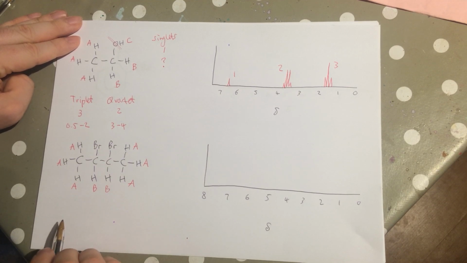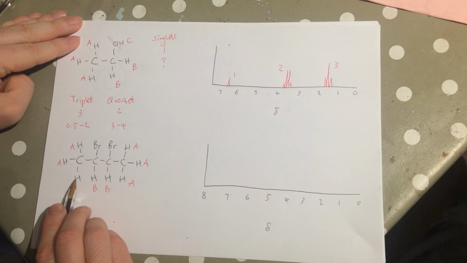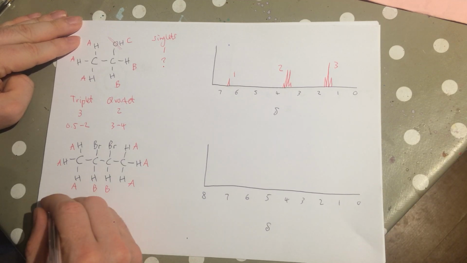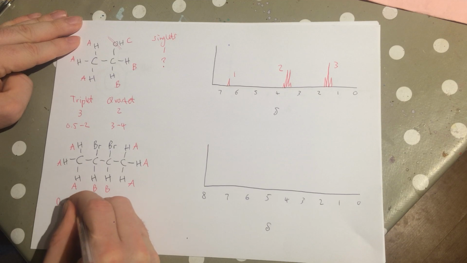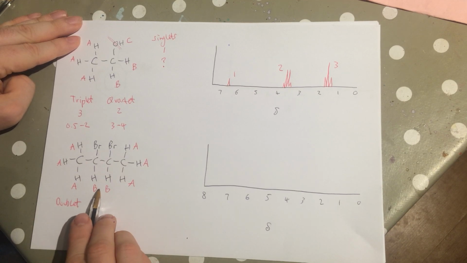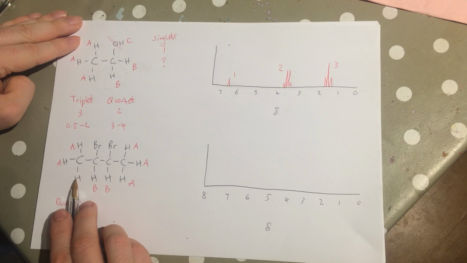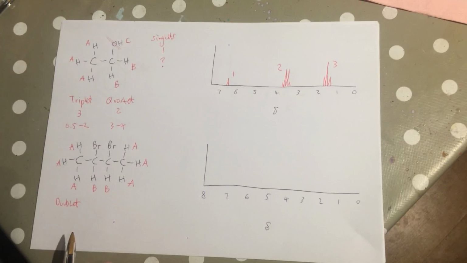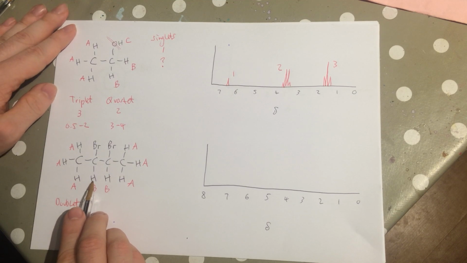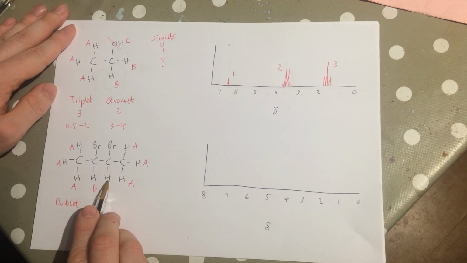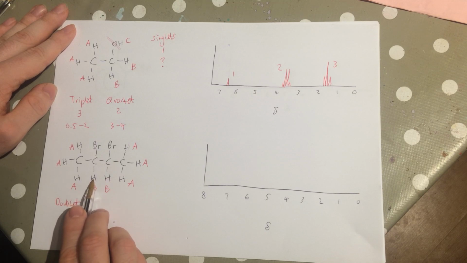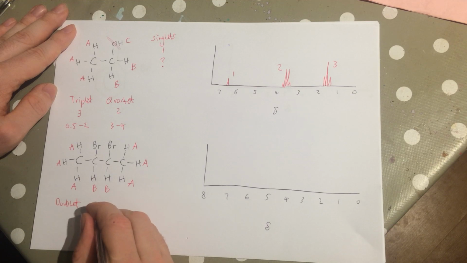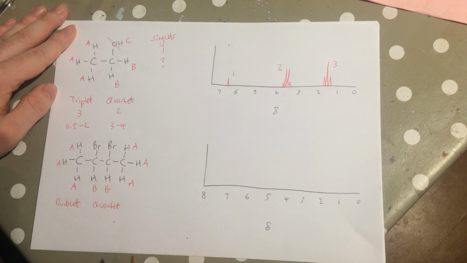Now, thinking about their splitting then, environment A has one adjacent hydrogen, so they will be a doublet. And for environment B, you might say, well, we have 3 adjacent on one side and 1 adjacent on the other. But remember, identical hydrogens do not split each other. So if I'm looking at this hydrogen here, it will not get split by that hydrogen because these two hydrogens are identical. So this hydrogen here has 3 adjacent and so will get split into a quartet.